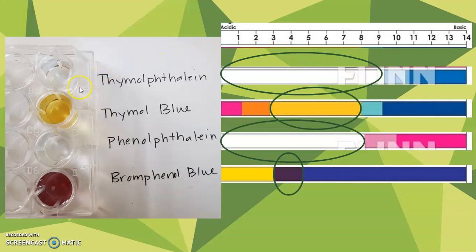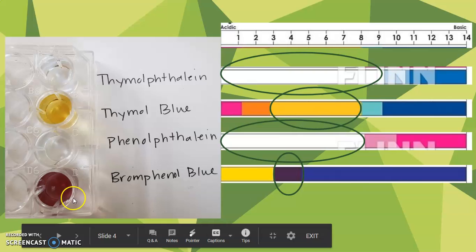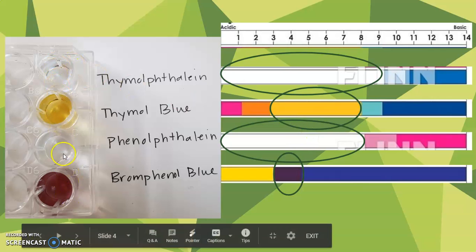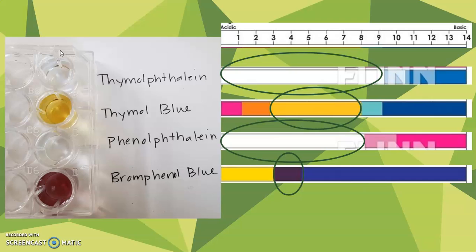If we look at thymol blue, it is definitely a yellow color, so that's going to indicate that I have a pH somewhere in between a 3 and an 8. Phenolphthalein has no color, so that indicates the pH of my solution is a 0 to an 8. And bromophenol blue is kind of this weird purpley color, and so that's a pH between a 3 and about a 5. So again, all of these wells are the same solution, just with different indicators in it. All of these 4 wells and the 4 wells before them have the same pH. It's just that the indicators are showing different ranges.